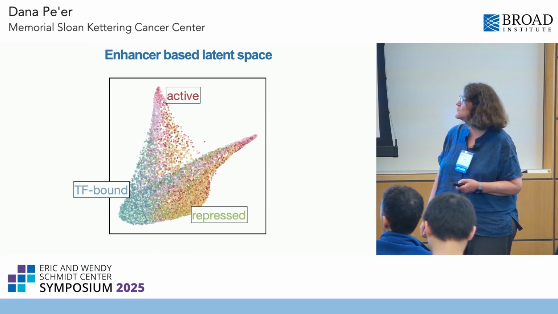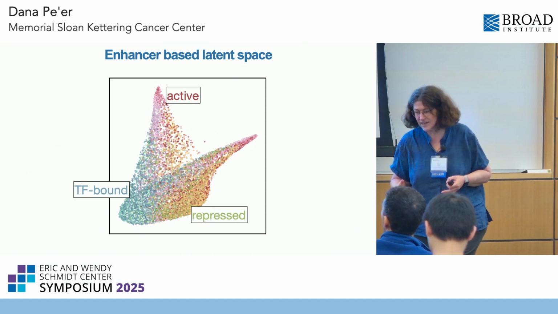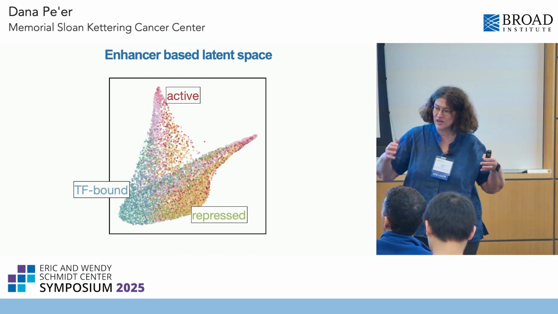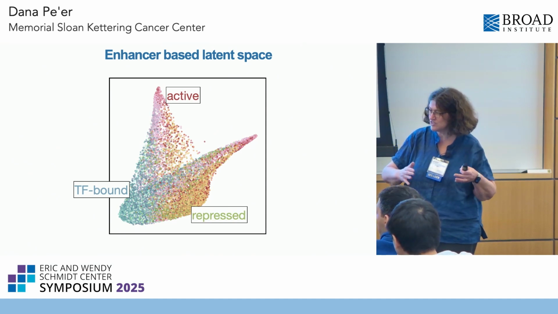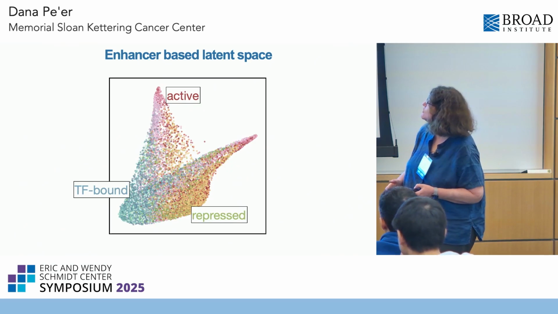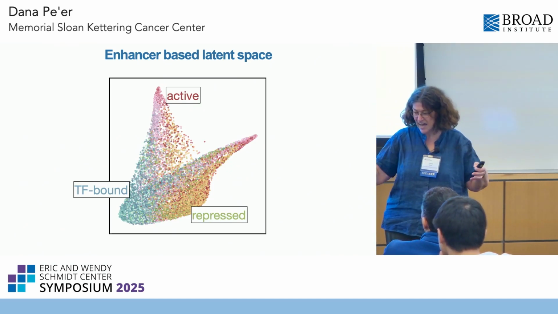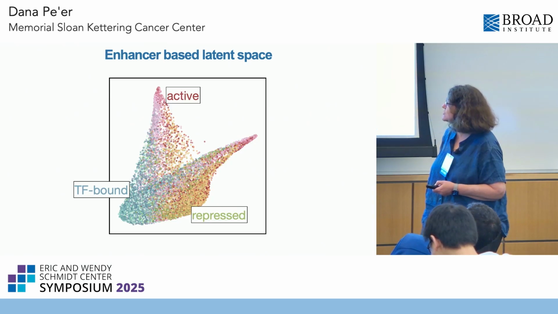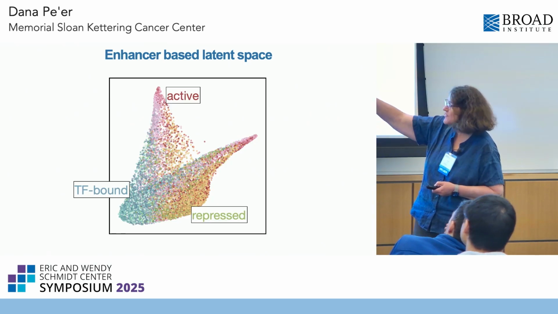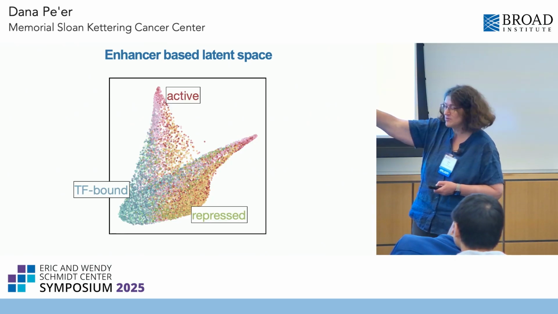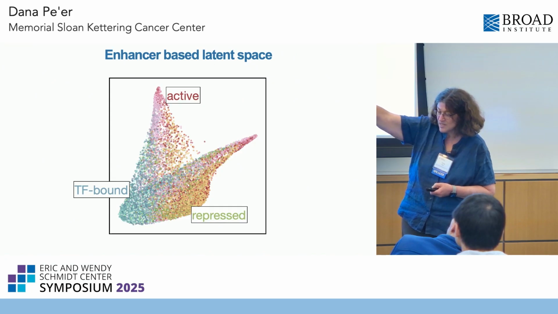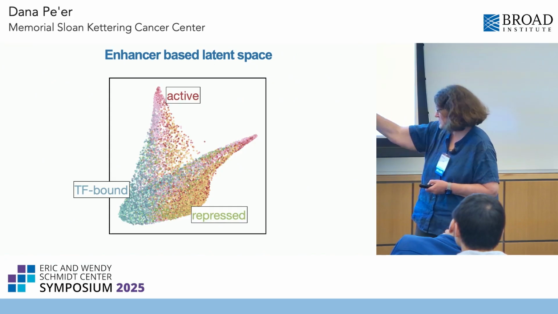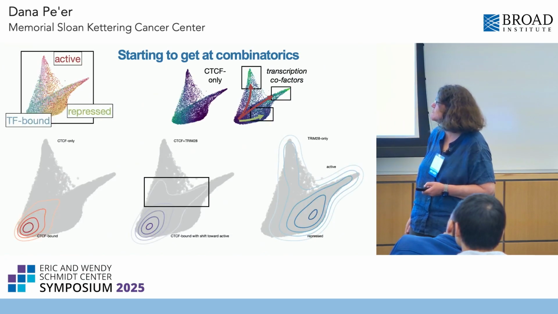We can take another viewpoint and say, let's take a specific region and look at how it changes across cells. So now we're going to take these enhancers, average them, pseudo-bulk, but look at the enhancer level, and we can see that there are very different regions, where some of them are bound by CTCF, some of them are repressed, and some of them are active.